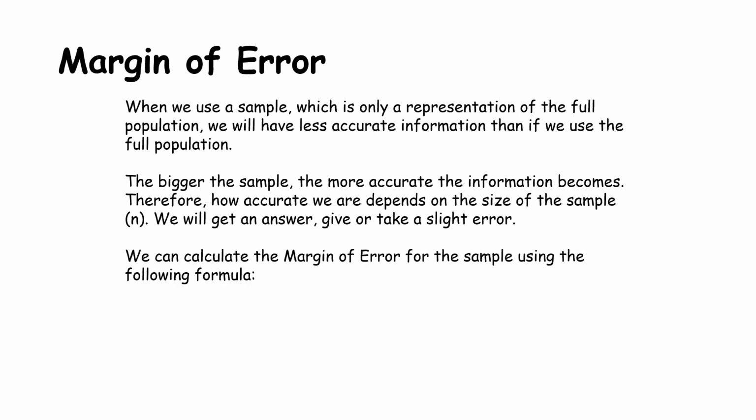So the margin of error is that give or take. When we take any information from the sample, it's going to be kind of accurate, give or take some. That give or take is linked to the margin of error. So the margin of error can tell us how valid or how much of an error there will be because we're using the sample. The formula is given as E, the margin of error, is equal to 1 over the square root of n, where n is the sample size.